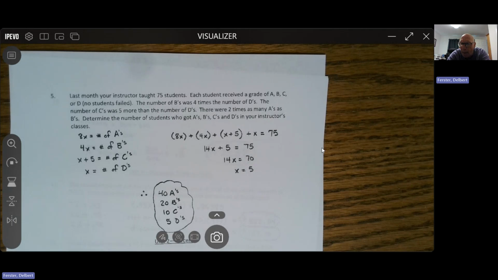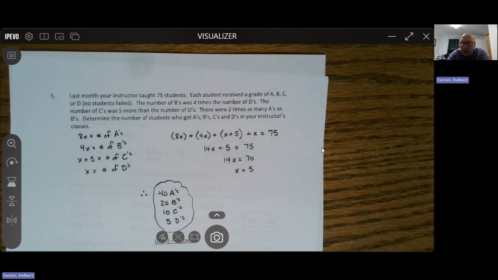Right now, it seems like our best bet might be to let X be the number of D's. If you look at it, it says C's is 5 more than D's. So again, C's are based on D's. So I think we're in pretty good shape if we let X represent the number of D's. We'll do one more check.